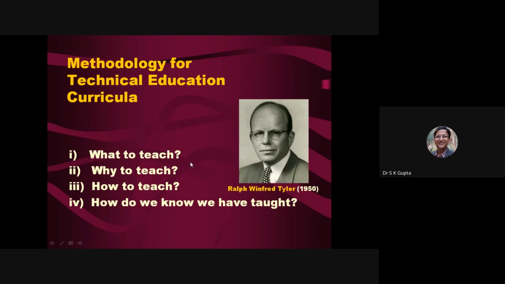What to teach, that is the syllabus part, and why to teach, because every subject has some aim, and in our curriculum we write what will be the rationale why this subject is there, and then we write the course outcomes. Then we also write in our curriculum how to teach so that there is learning of the students. Then the fourth thing is how do we know that whatever we have taught, whether they have grasped or not, means your evaluation part. So all these four things are there in curriculum.